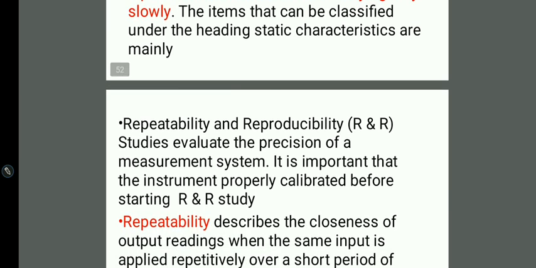Repeatability and reproducibility, that is RR studies, evaluate the precision of a measurement system. It is important that the instrument is properly calibrated before starting an RR study. So that is how much repeatability and how much reproducibility there is for an instrument.